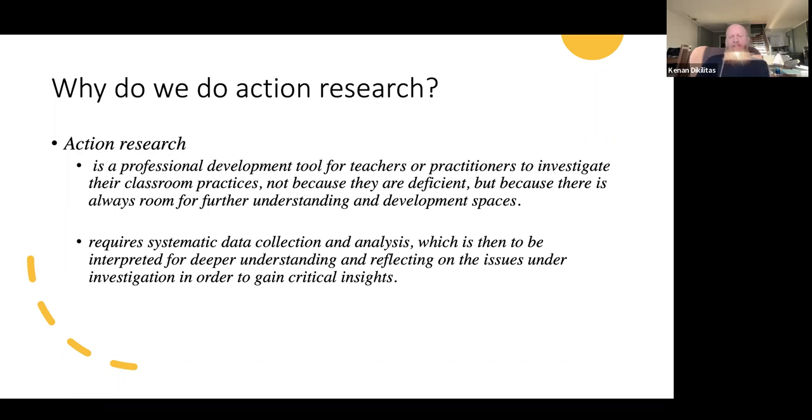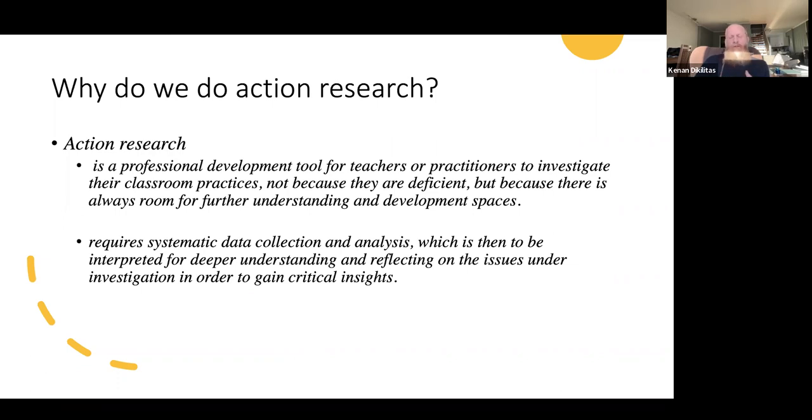So action research does not imply that you're teaching badly or you're teaching improperly, but it is actually helping you develop it according to your learners, according to the new insights that are coming up in the classroom. This is the important process. So any developmental activity, including action research, is because there is room for development.